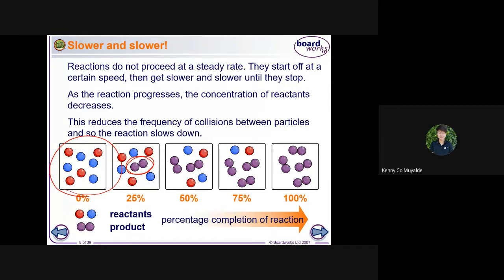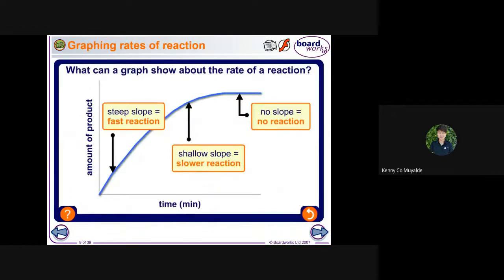Yung mga reactants, nagko-collide sila with each other. Yun nga lang, habang dumadami yung product, yung mga hindi na pwede mag-react, same pa rin yung collision, pero parang nagiging harang sila para makapag-collide yung mga reactants. Kaya nagdi-decrease yung ating progression ng rate of reaction. This reduces the frequency of collisions between particles and so the reaction will slow down.